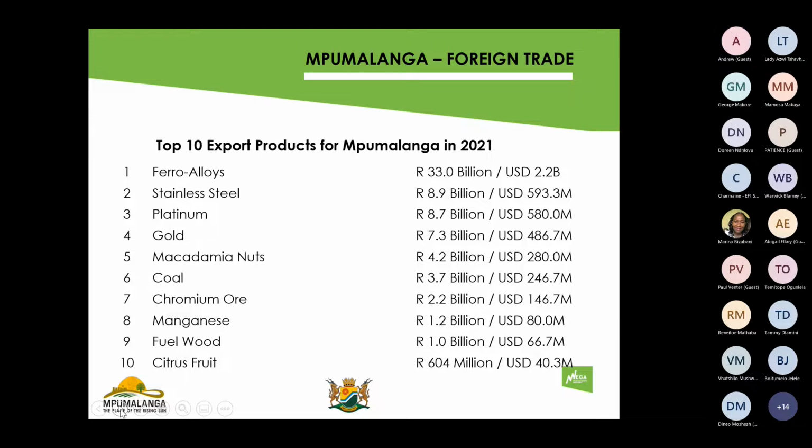The top 10 products exported from Mpumalanga last year were ferroalloys, stainless steel, platinum, gold, and macadamia nuts, which has just got into the top 10 in the last 15 years. It's a huge and growing industry. It's the largest macadamia nut industry in the world now, and that's number 5, our fifth largest export. We've had a citrus industry for many, many decades, and we're now selling more macadamia nuts than citrus fruit. Obviously, coal is there, chromium ore, manganese, fuel wood. And number 10 is citrus fruit, where we did 604 million rand last year. Next slide, please.